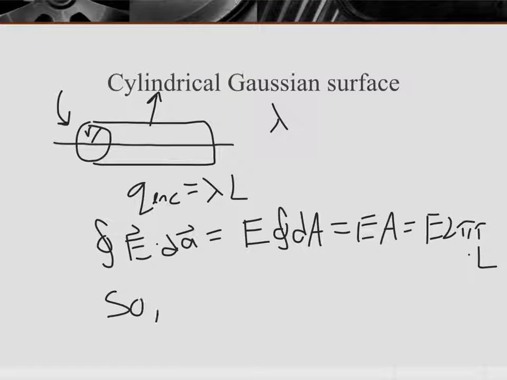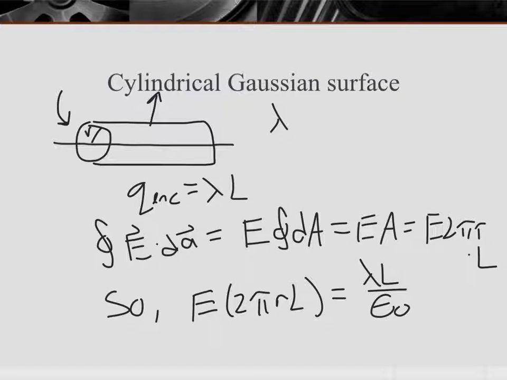So E times 2 pi r L equals our charge enclosed over epsilon sub 0, which is lambda L over epsilon sub 0. The L's cancel out, and so E is 1 over 2 pi epsilon 0 times lambda over r r hat.